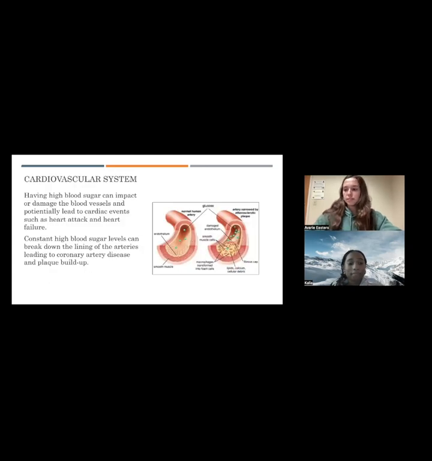So, one main system affected by diabetes is the cardiovascular system. When the blood sugar is very high, it can damage the blood vessels within the body and it can lead to thinning of the artery walls or plaque building up within the arteries, which can increase the risk of coronary artery disease or heart attack, heart failure, or atherosclerosis.